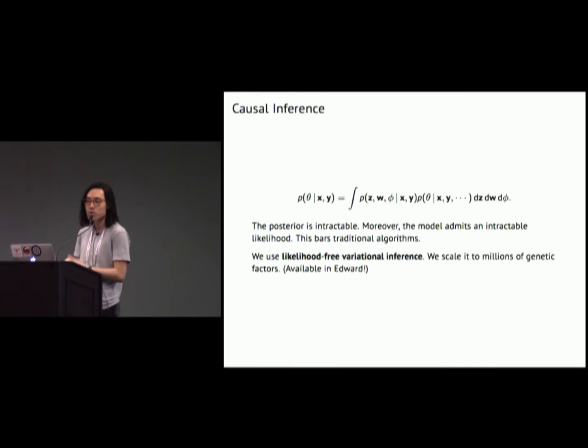This is a scalable variational inference algorithm that allows us to approximate the posterior distribution and not require the density of the likelihood distribution. And we use this idea to scale to millions of genetic factors. And if you're interested in the algorithm, it is in fact available as open source in the Edward probabilistic programming language.